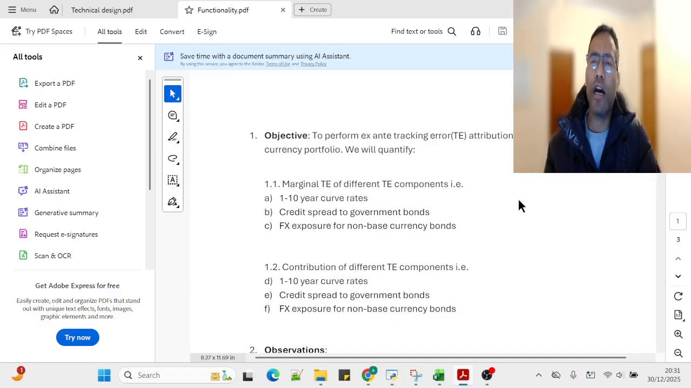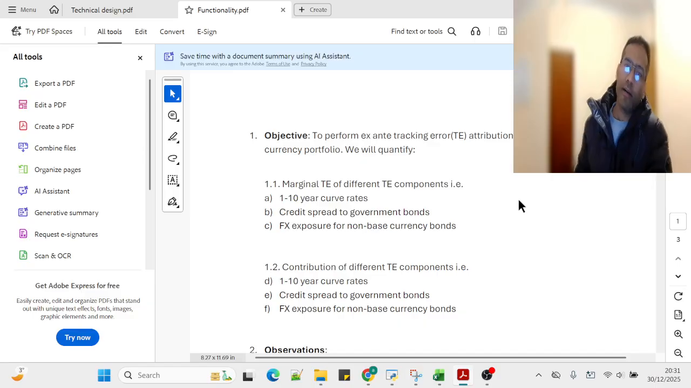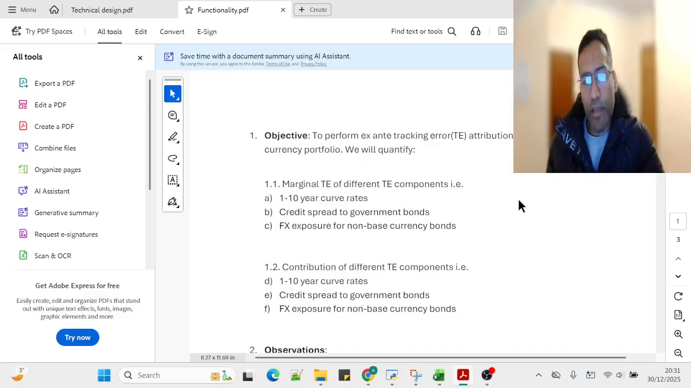So now in this exercise and in this model, in this next iteration, I have done the same thing but extended it to FX and also credit spread. I have calculated marginal tracking error and also the contribution of different components.